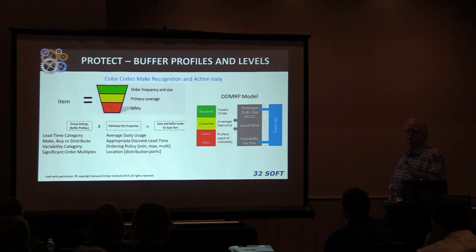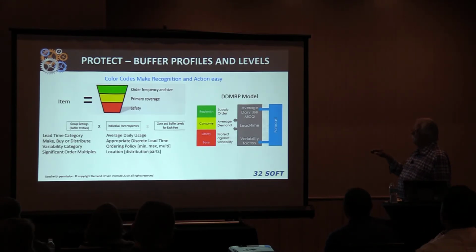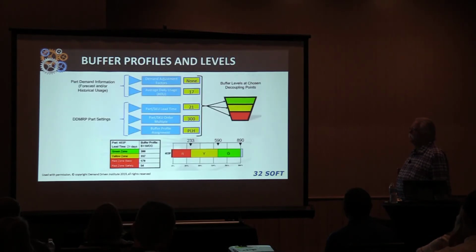So you go through and you calculate based on some item data, and it's like the item master file, only more information. Lead time categories, variability categories, order multipliers, and then individual part basis, which is your average daily usage, your discrete lead times, your min-max quantities, locations, etc. And so you go through this calculation and you come up with these zones and buffer levels for each particular part. And so this then becomes a forecast, your average daily usage and lead time. This tells you what you need to order.